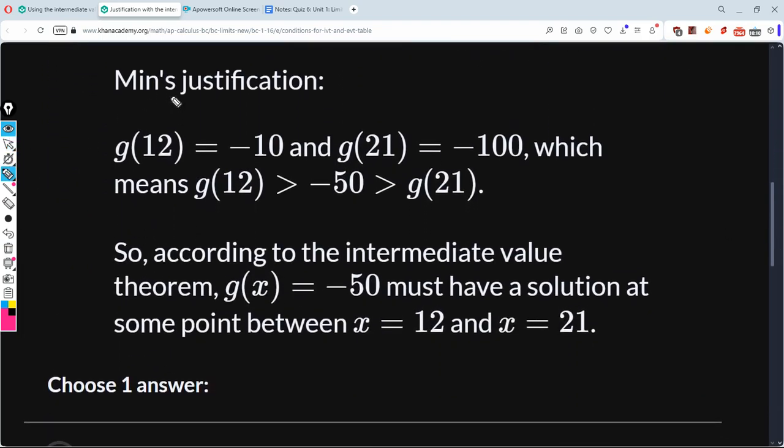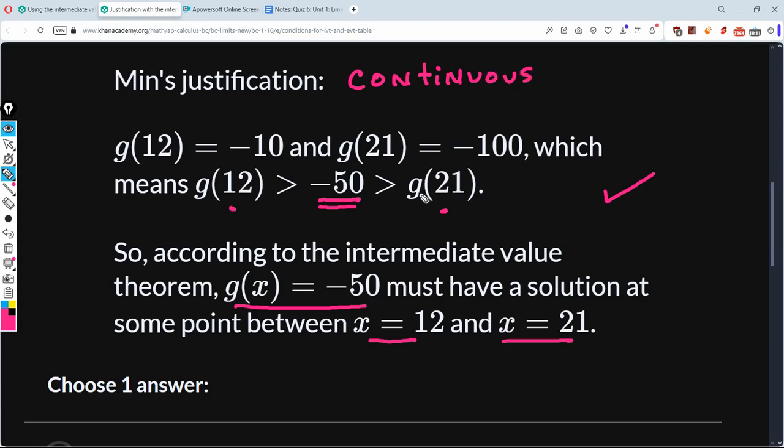All right, so here's his justification. G of 12 is negative 10, g of 21 is negative 100, which means negative 50 is going to be in between g of 12 and g of 21. All right, that's true, but it says, according to the theorem, g of x equals negative 50 must have a solution at some point between x equals 12 and x equals 21. That part is true. However, he forgot to mention that the function has to be continuous.